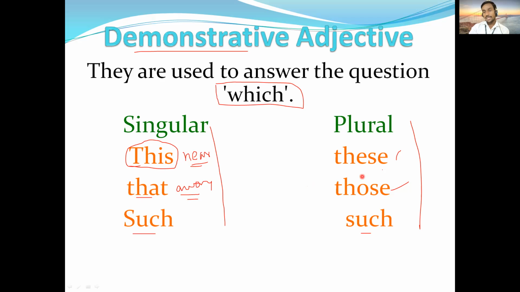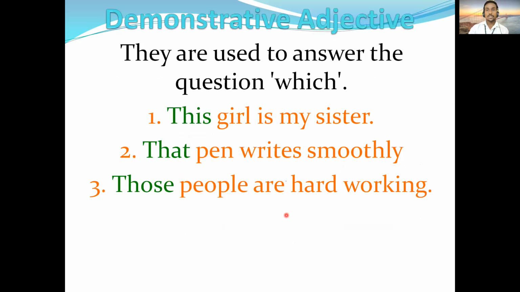Same case with these and those. We use these to show something that is near, close to us, and those for something which is away from us. Such you can use for all kinds of nouns, in singular and plural as well. You can see some examples of these demonstrative adjectives here on the next slide. You can see, this girl is my sister.